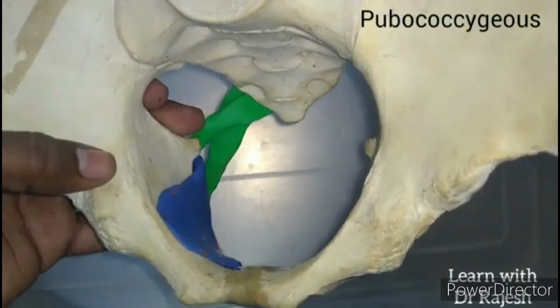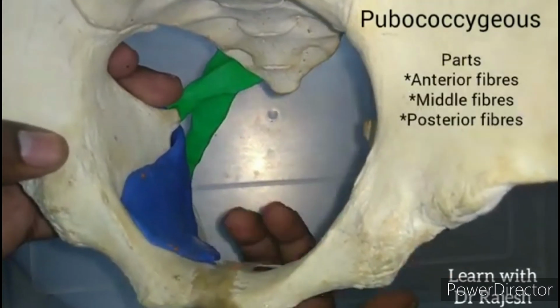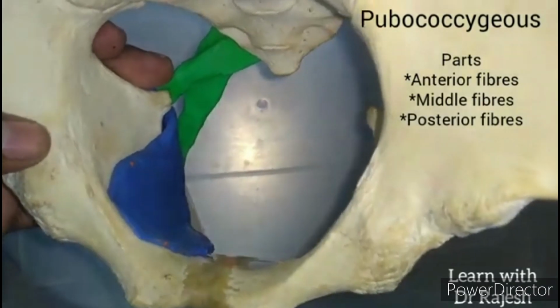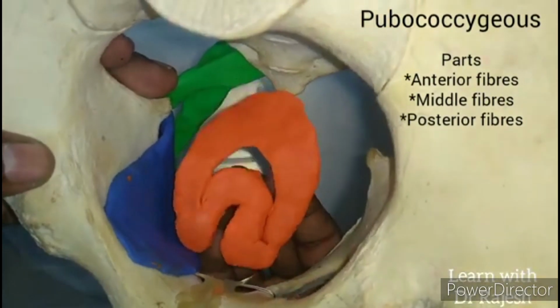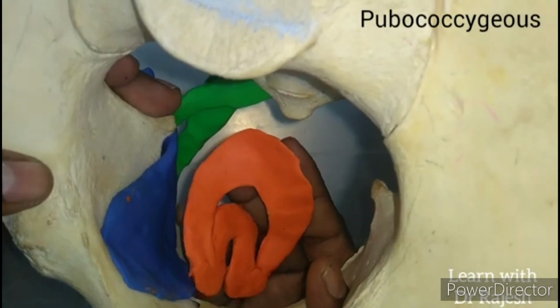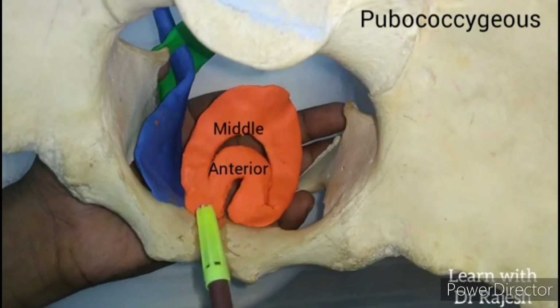So pubococcygeus. Let's start with the pubococcygeus part. In this one, once again divided, it has three sets of fibers: anterior, middle, and posterior fibers. In this example, you can see two sets of muscle fibers coming: one is the anterior, another is the middle fibers of the pubococcygeus.